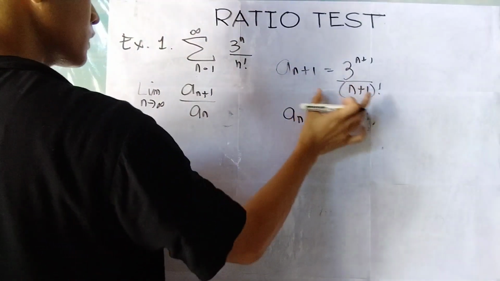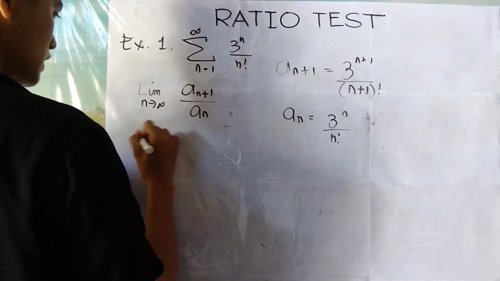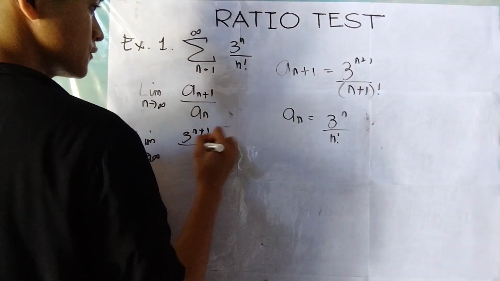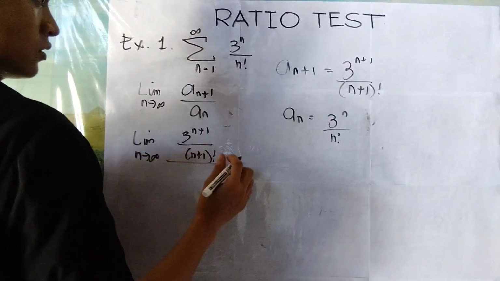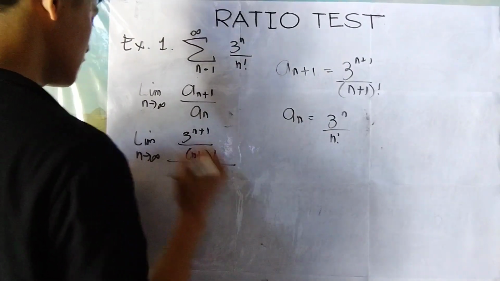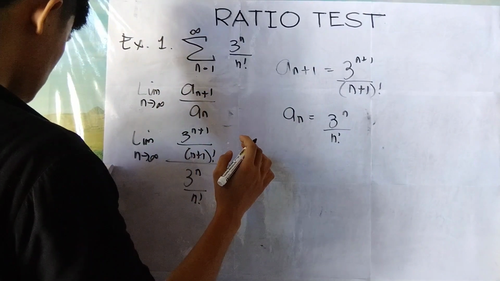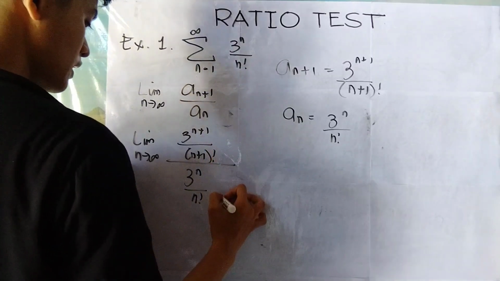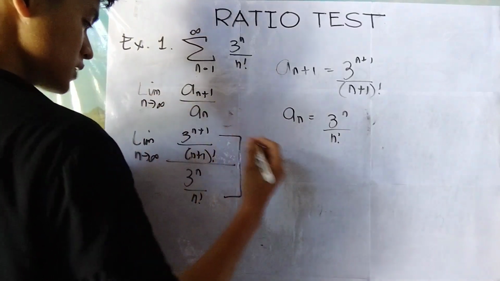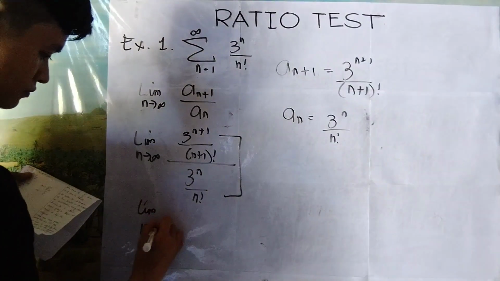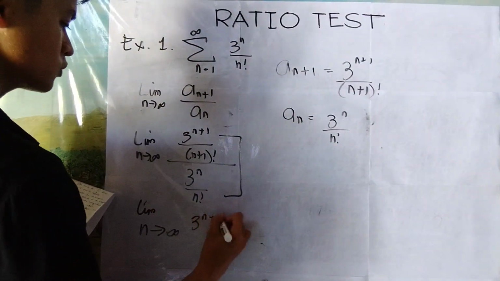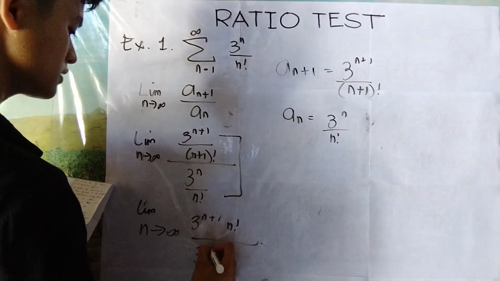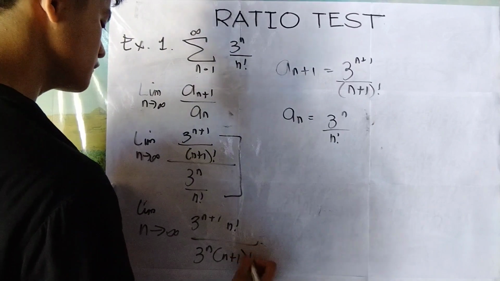And now we're going to substitute this into the limit. So we have the limit of 3 raised to n plus 1 over n plus 1 factorial, all over 3 raised to n over n factorial. In order to simplify this, we're going to do the extremes and means. So n factorial times 3 raised to n plus 1 is 3 raised to n plus 1 times n factorial, and 3 raised to n times n plus 1 factorial is 3 raised to n, the quantity n plus 1 factorial.